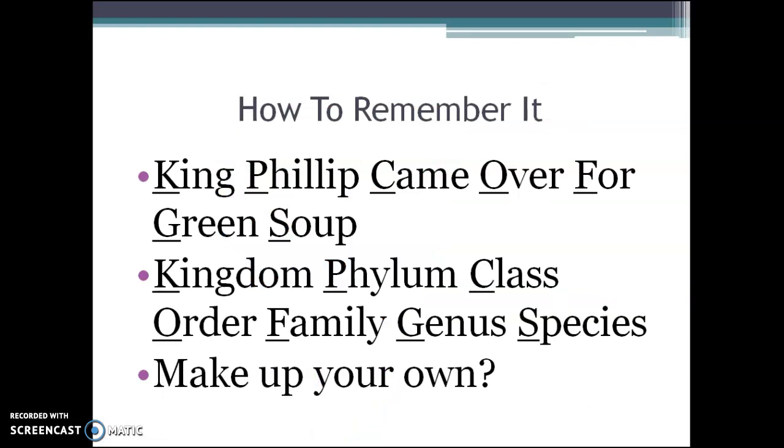There's an easy way to remember it. This is the one I used when I was in high school biology. King Philip came over for green soup. Just a simple sentence that really makes no sense. But that helps you to remember the beginning letter of each of those steps, or the hierarchy of classification. So we have kingdom, phylum, class, order, family, genus, and species. Okay, King Philip came over for green soup.